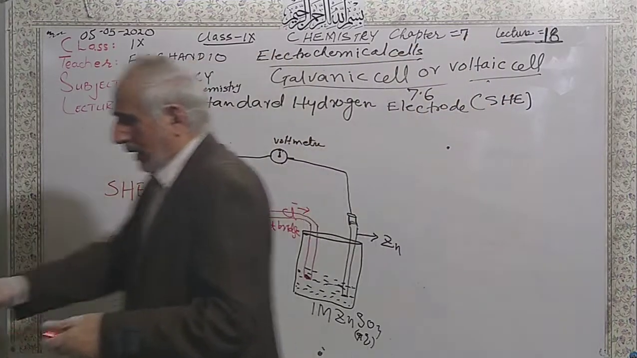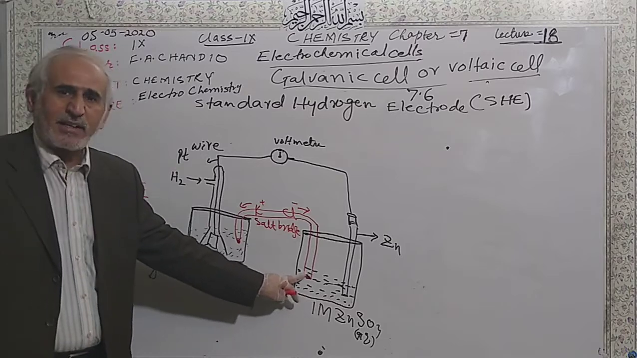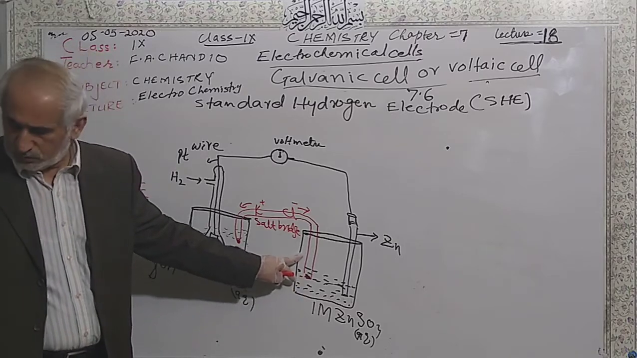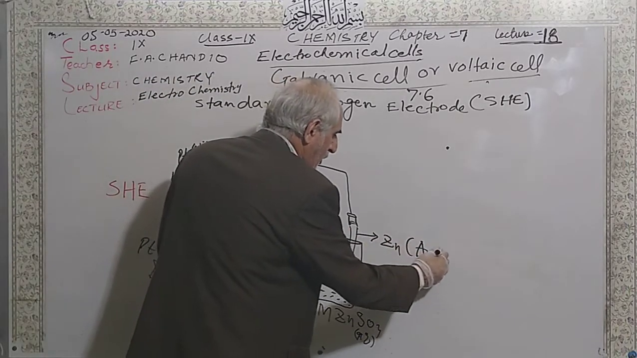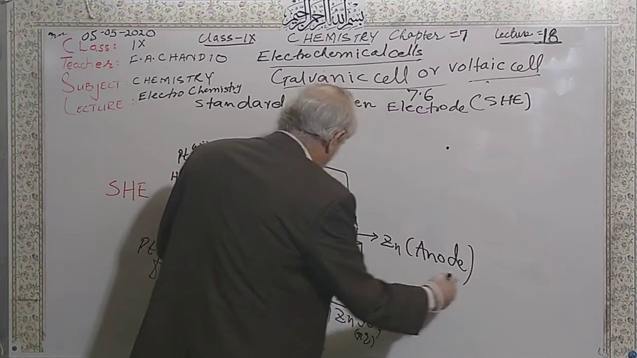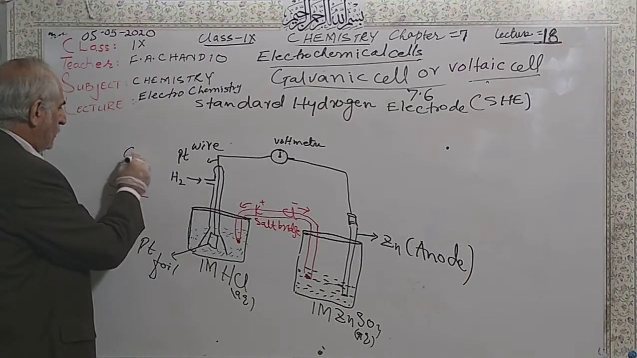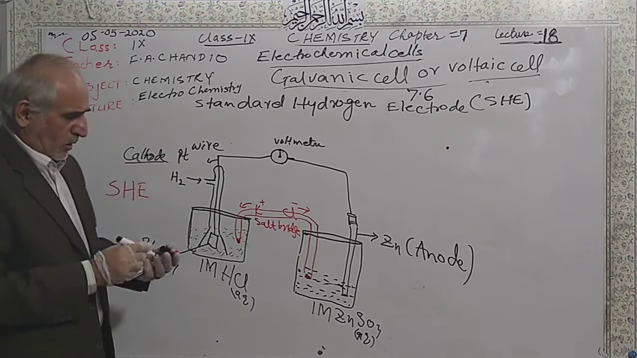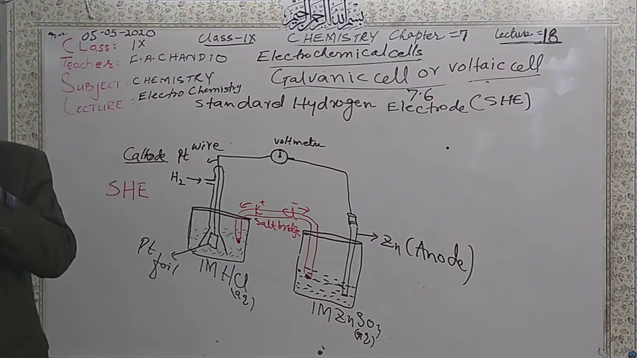So here, zinc and zinc sulfate acts as an anode. This is the anode. Zinc acts as an anode. Standard hydrogen electrode acts as a cathode. So at the anode oxidation and at the cathode reduction take place.